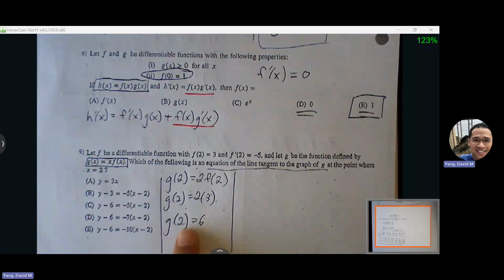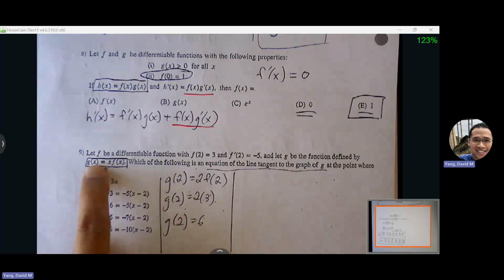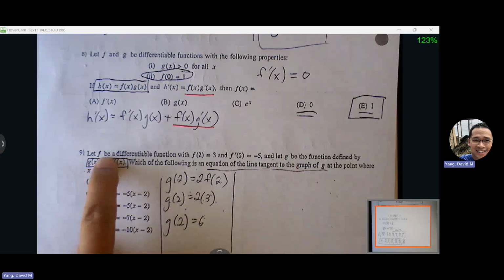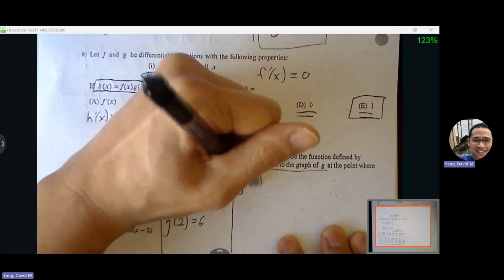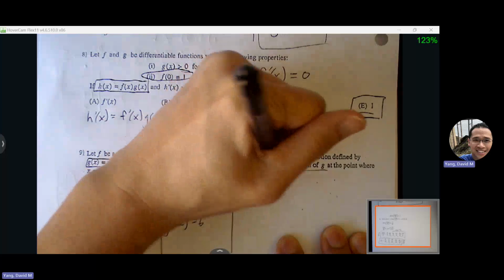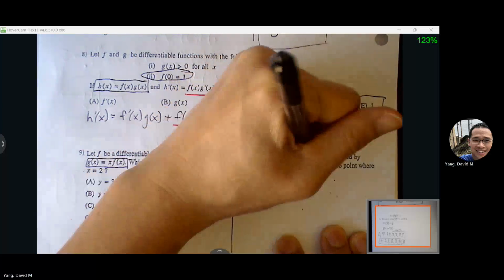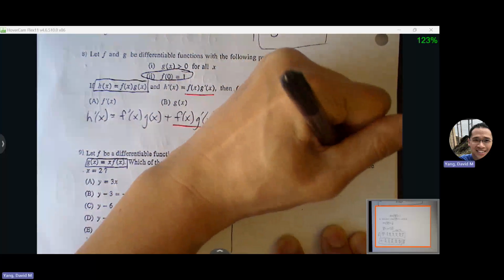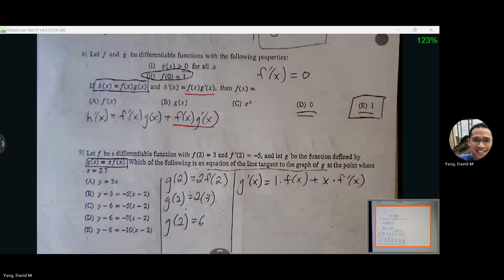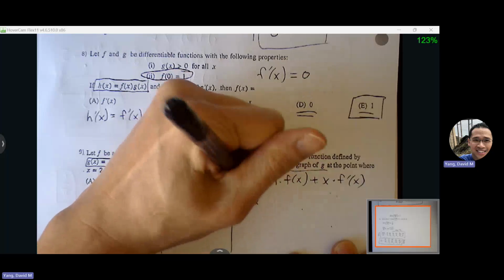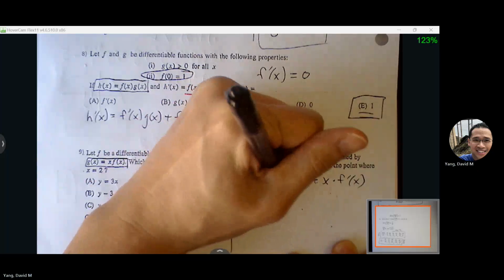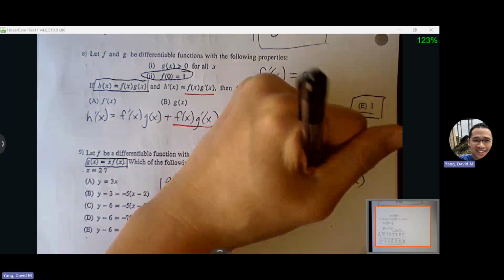And if I want to find g prime of 2, I first have to find g prime of x. To find g prime of x, what do we need to go through here? Product rule, yeah. So let's build out product rule. F prime times g plus f g prime. Once we have our derivative, replace every x with 2, and then we should have enough data to get it down to a numeric value.